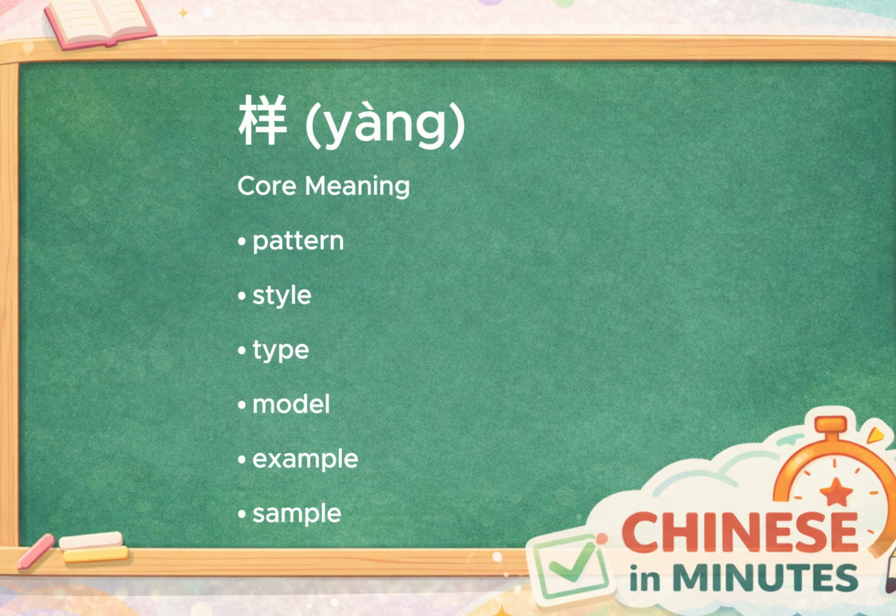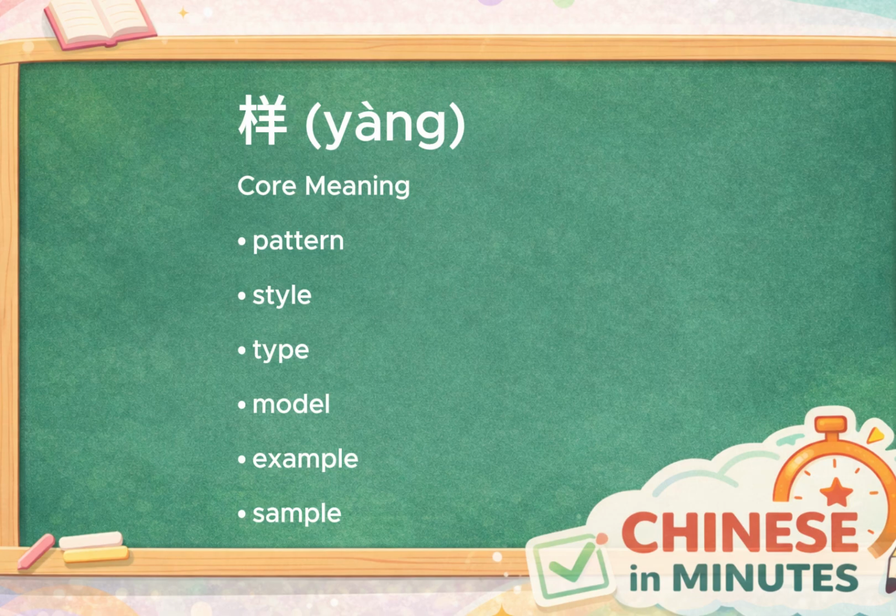Today, we learn the Chinese character yàng. At its core, yàng refers to a form, appearance, pattern, or type. It helps describe how something looks, what type it is, or what model it represents.